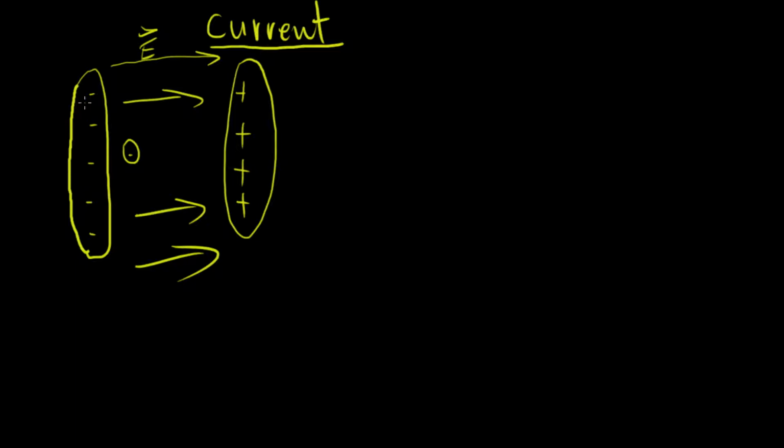Well, we know that common charges repel each other. Since this is a negative charge and this is a negative plate, the charge will be repelled from the plate. And similarly, since this is positive and this is negative, they will attract, meaning that the electron will move from the negative plate to the positive plate, and in the same direction of the electric field.